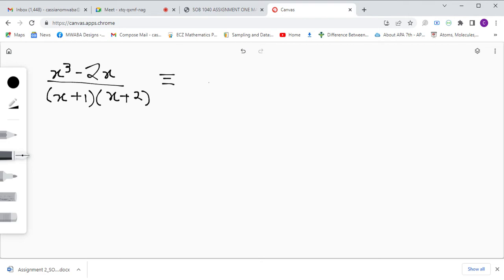We're going to first find out what our remainder was when we divided. Okay, it was 5x plus 6.